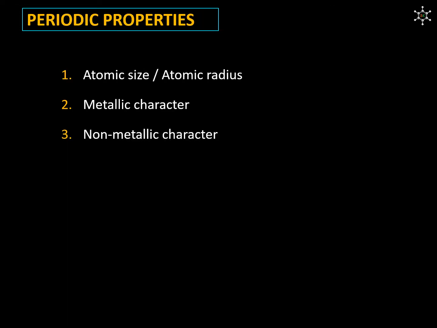We will be discussing three major periodic properties: atomic size or atomic radius, metallic character, and non-metallic character. This video discussion is about atomic size.